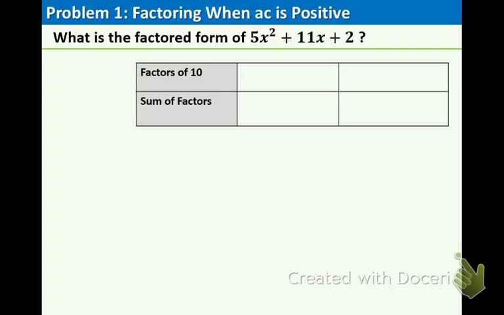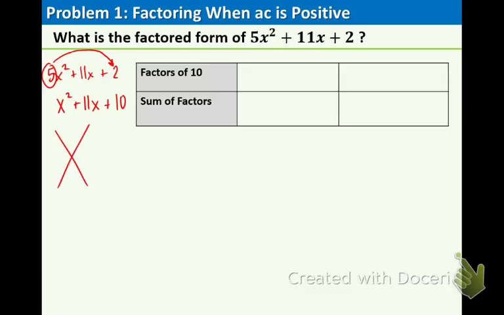What is the factored form of 5x squared plus 11x plus 2? First thing, we want to slide. So I'm going to rewrite this. Slide the 5, circle the 5, and slide it over to the 2. So that means we have x squared plus 11x plus 5 times 2, which is 10.